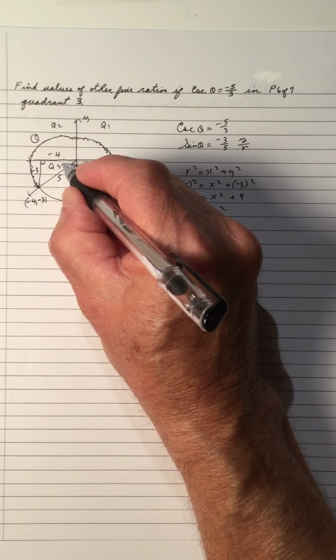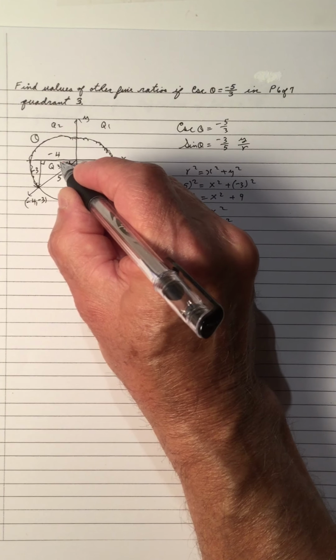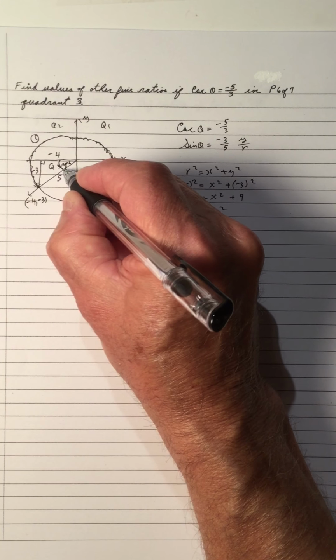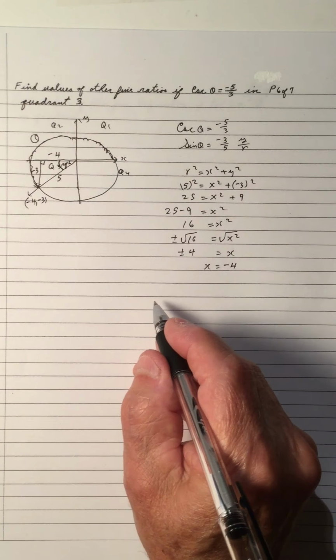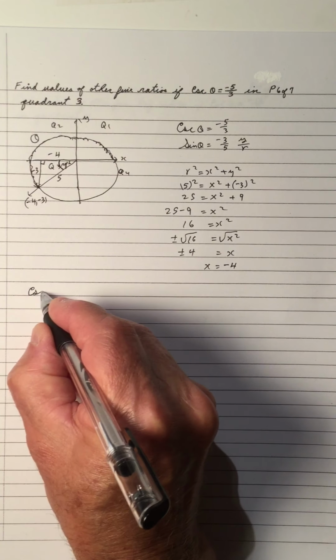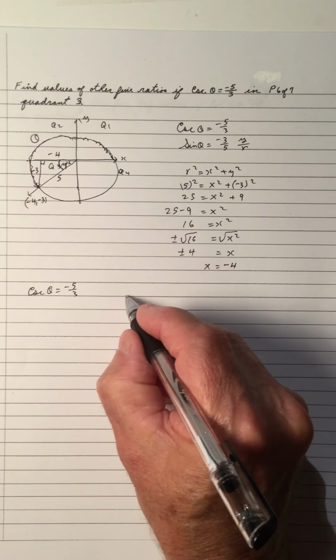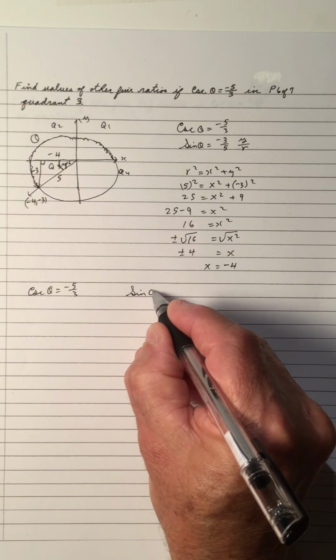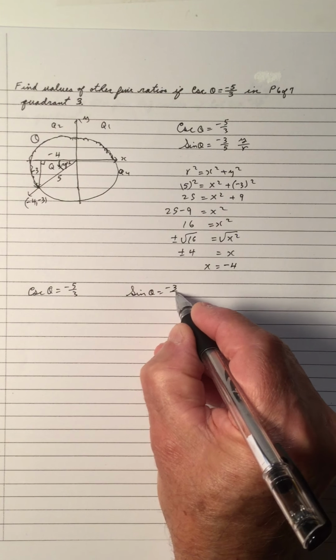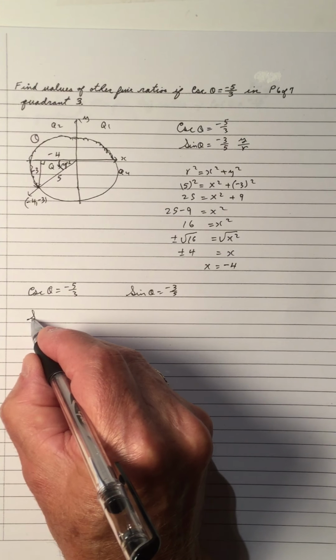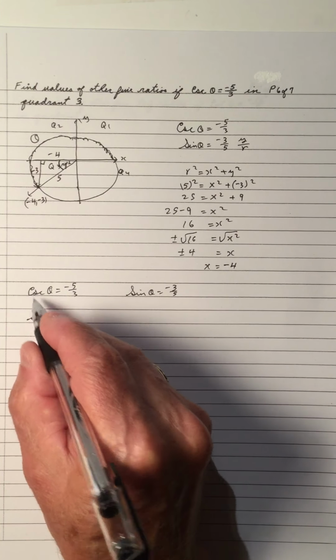And again, everything is determined by the reference angle. The reference angle is this angle right here in this quadrant. So we have cosecant theta is negative 5 over 3, and we know sine is negative 3 over 5, because we just worked it out. And we do this for cosecant.